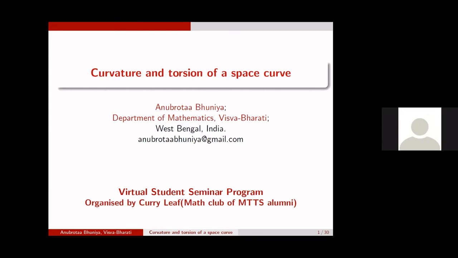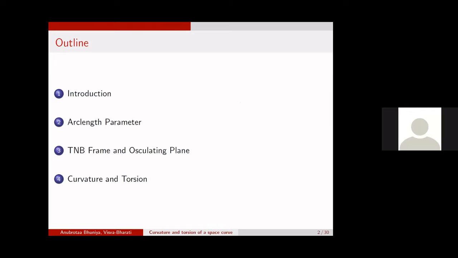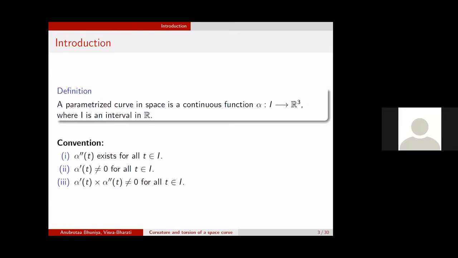We're talking about curvature and torsion of a space curve. When we say the word curve, we think of something which is in some way one-dimensional. The simplest way to define a curve in R3 is by parameters. Let me recall the definition: a parameterized curve in space is a continuous function alpha from I to R3, where I is an interval in R. Here the parameter is the variable we take in I, the interval in R.